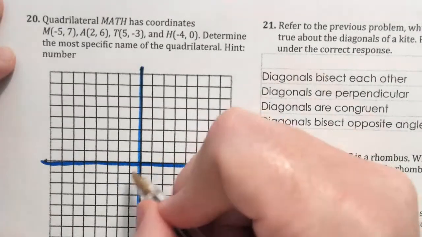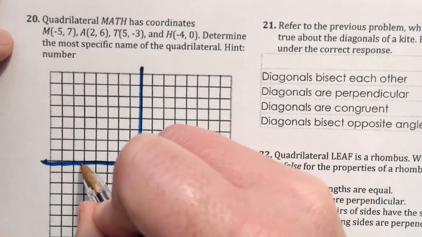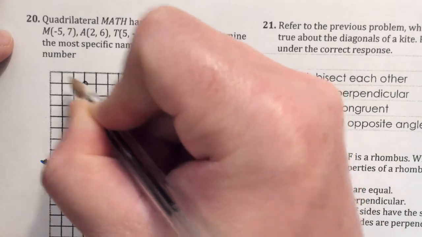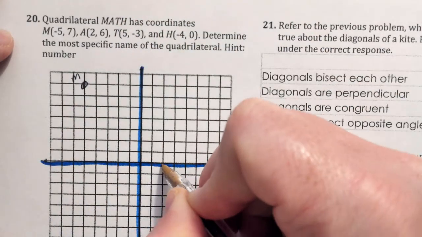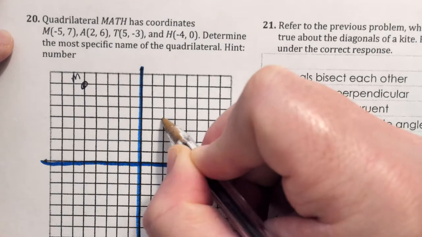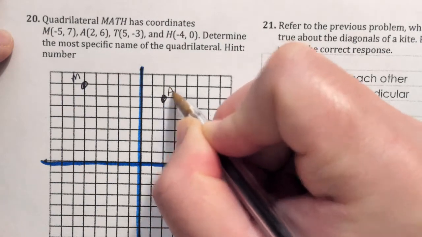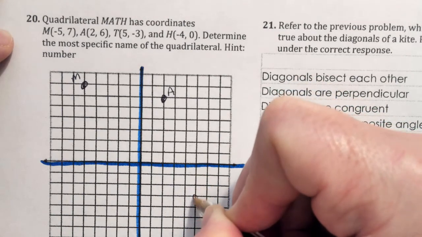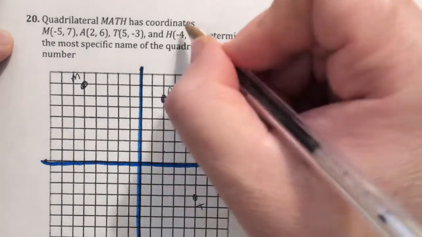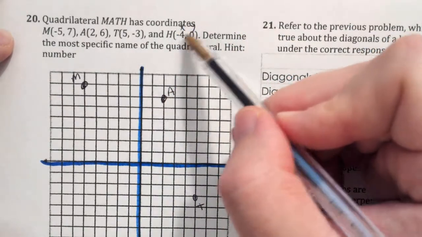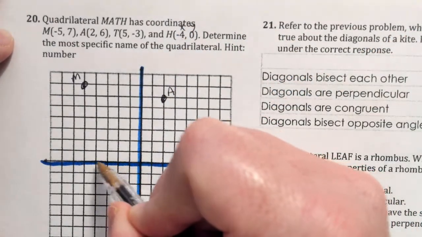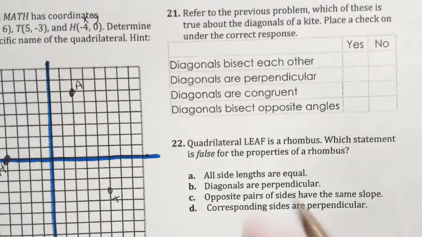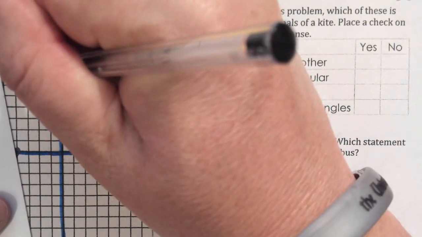Okay, let's plot our points. We're at -5, 1, 2, 3, 4, 5, and +7, 1, 2, 3, 4, 5, 6, 7. There's my M. +2, +6, 1, 2, 3, 4, 5, 6. There's my A. 1, 2, 3, 4, 5, -3, 1, 2, 3. There's my T. Okay, and this is X, Y, so on the X-axis, I'm at -4, so 1, 2, 3, 4. And that right there is my H. Okay, so let's connect the dots.